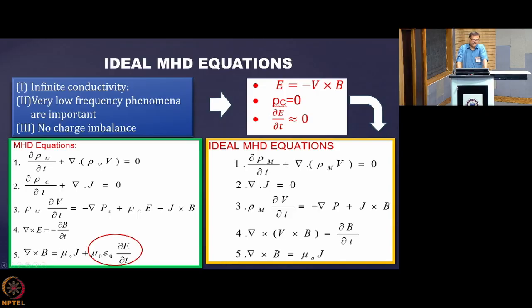Now the remaining last one, curl B equal to mu 0 J plus mu 0 epsilon 0 del E del T. What you can see is that we are not neglecting del B del T over here, but del E del T is a small quantity, and when you consider it with the first term mu 0 J, this term contributes really insignificantly. So in that case we can put curl B equal to mu 0 J. It is a good approximation.